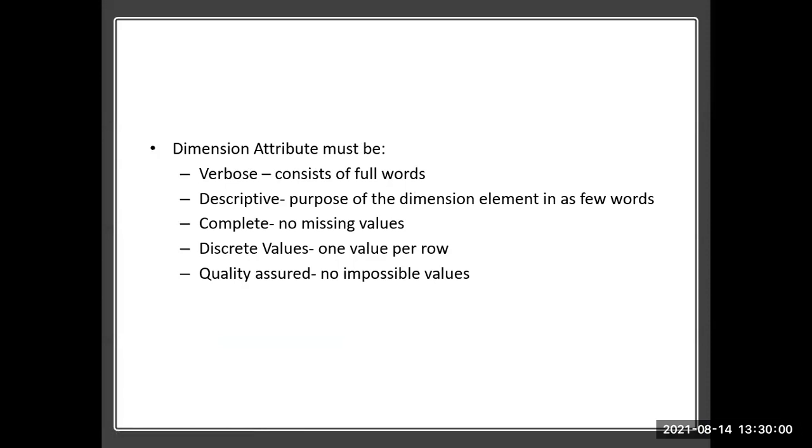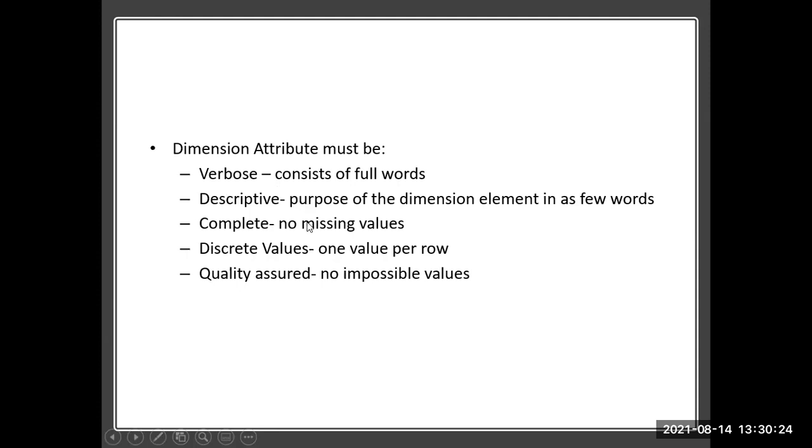There are 5 attributes for your dimension attribute: verbose, descriptive, complete, discrete values, and quality assured. What is verbose? It specifies that whatever label, the product or the dimension table you are going to give here, should have all words, no missing. It should consist of full words.